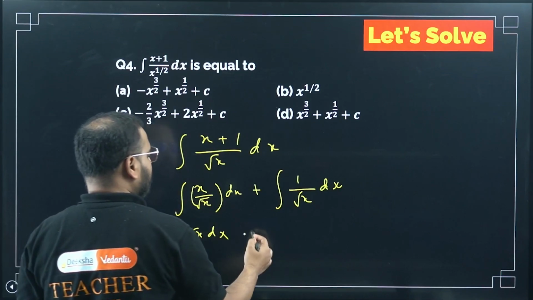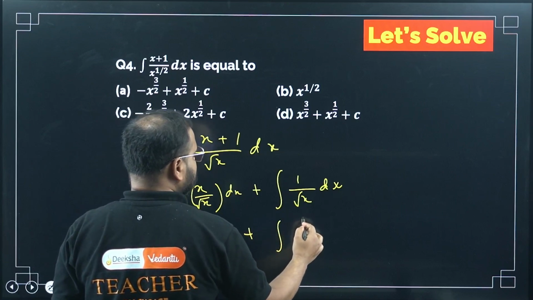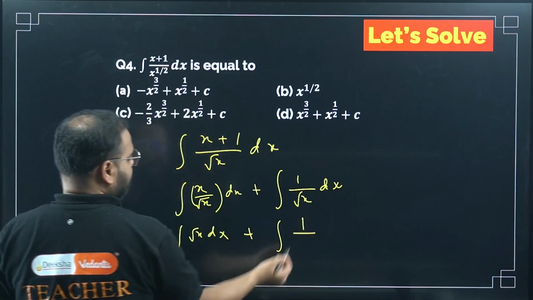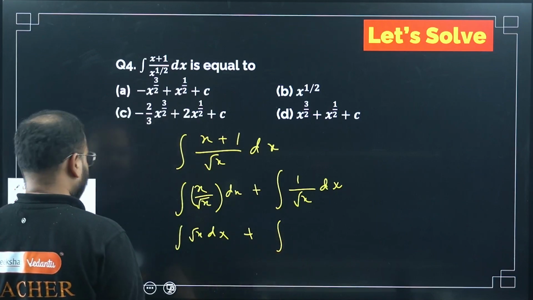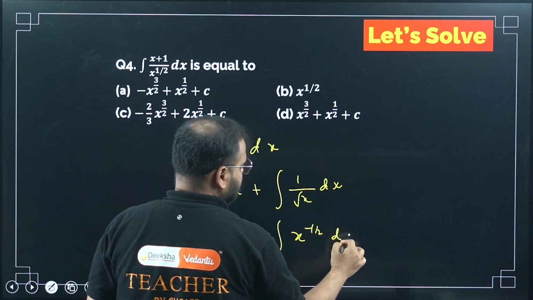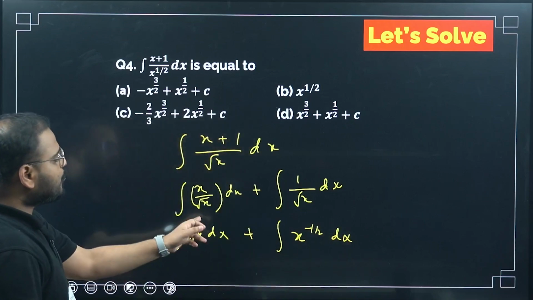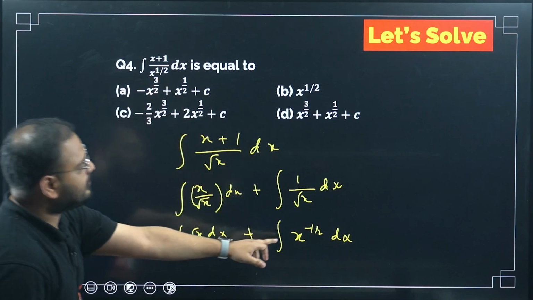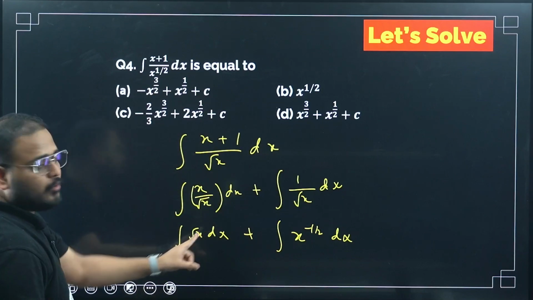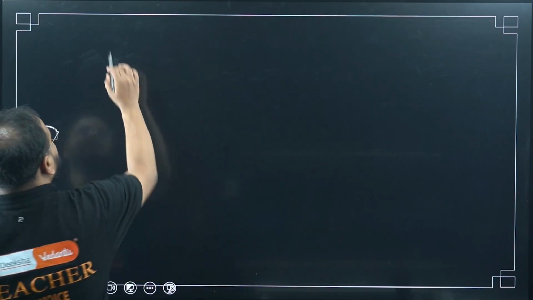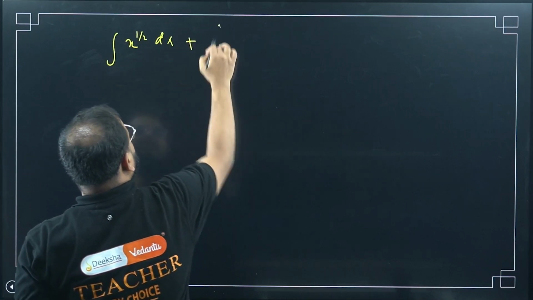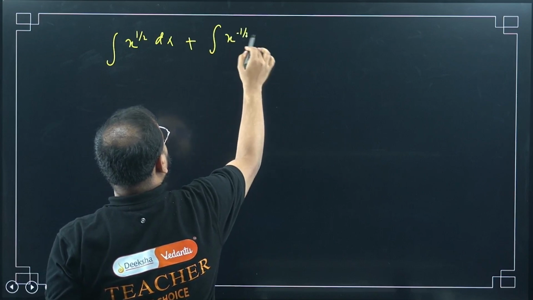And what will I get here? I'll get x to the power minus 1 by 2 dx, because root means 1 by 2 only. Same thing I've written here, 1 by 2. So I'll rewrite this as integration of x power 1 by 2 dx plus integration of x to the power minus 1 by 2 dx.